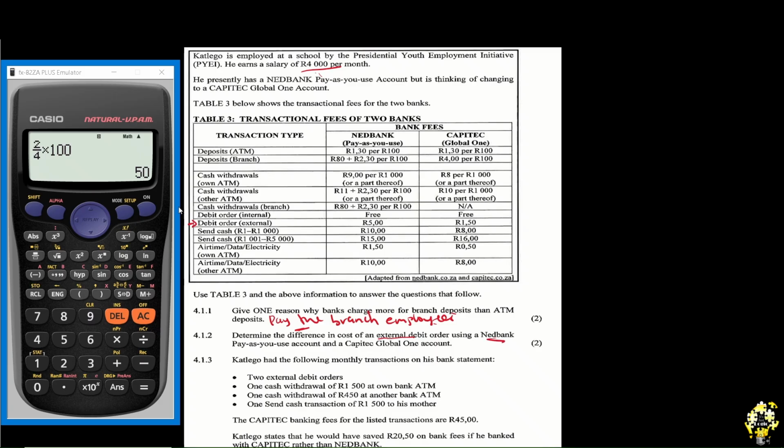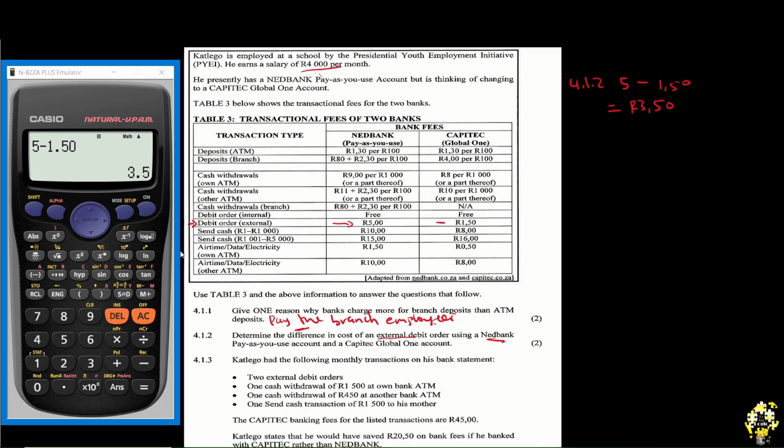Using a Nedbank Pay-you account and Capitec Global One. So we are doing a difference between when you are using Nedbank and when you are using Capitec. If you are using Nedbank, they're charging you 5 rand. If you are using Capitec, they are charging you 1 rand 50 cents. So what's the difference? 5 minus 1 rand 50 cents. Oh, the difference is 3 rand 50 cents.